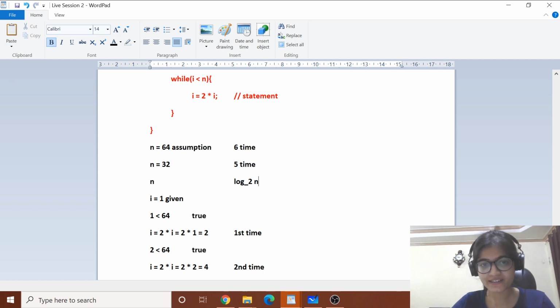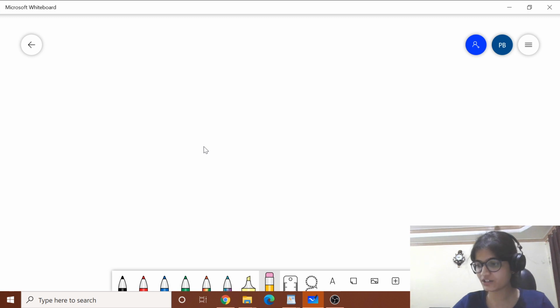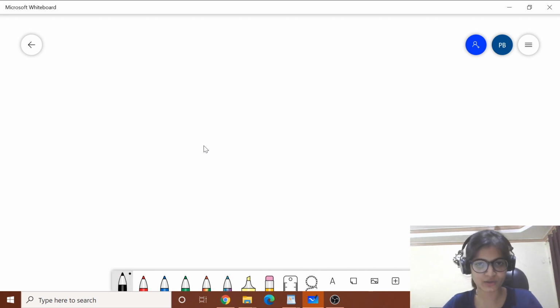If we do log base 2 of 64, I think you know how to find the logarithmic value. But for those who don't know, I'll try to clarify. I think I should use this, but my writing will be very bad because it's very new for me. But okay, I will try. Otherwise, we will move to WordPad if you are not able to understand with the help of this whiteboard.